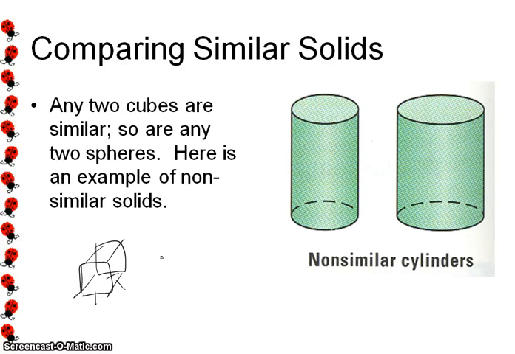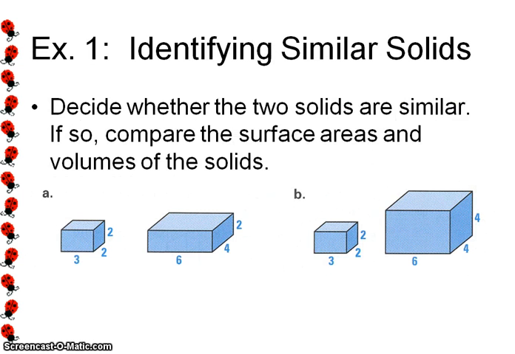But in shapes that aren't cubes and aren't spheres, where they're not all regular sides and everything is not the same, there can be non-similar solids. So this is an example here of two non-similar cylinders, because it's clear that the ratio to go from here to here, those are not similar figures.